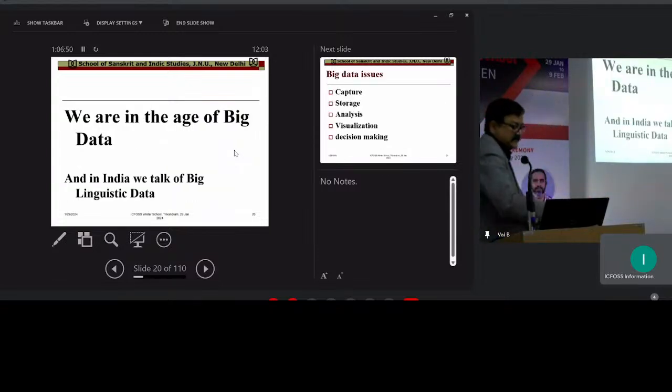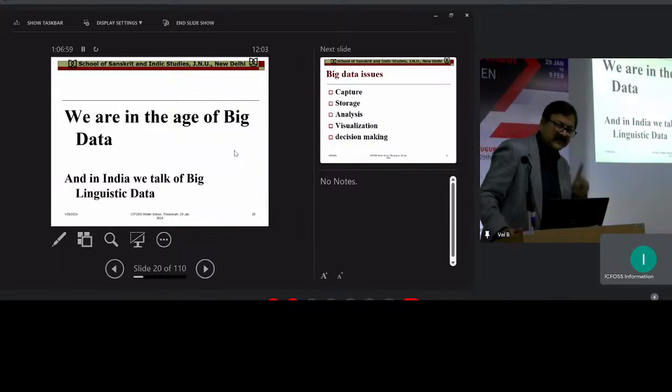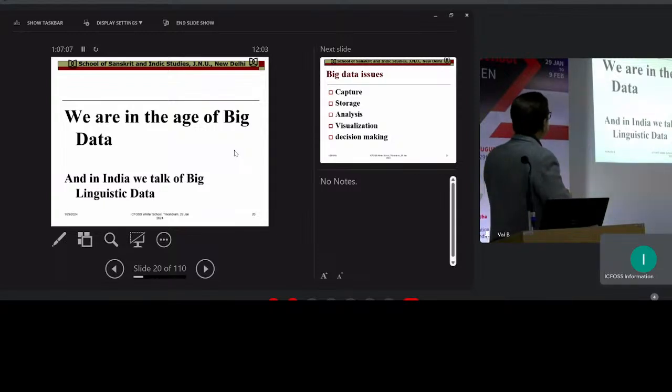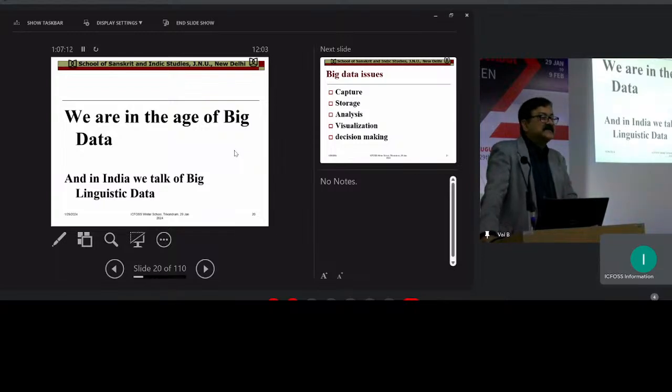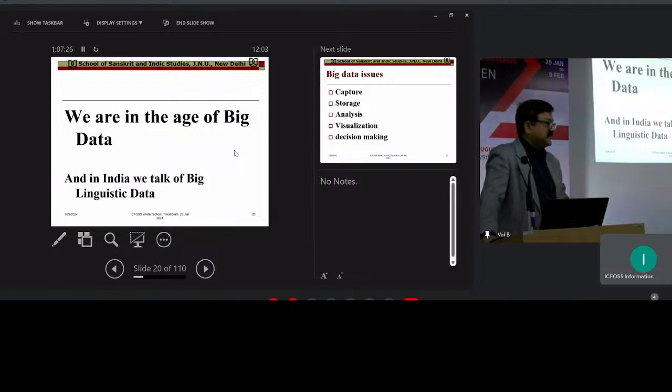There is big data. And one more aspect. Now, big data. In India, we talk about big linguistic data, because almost all of whatever comes up on the internet is linguistic data. Even if it is not linguistic data, for example picture data, graphs, sketches, they have to be linguistically interpreted. So I call everything big linguistic data, BLD.